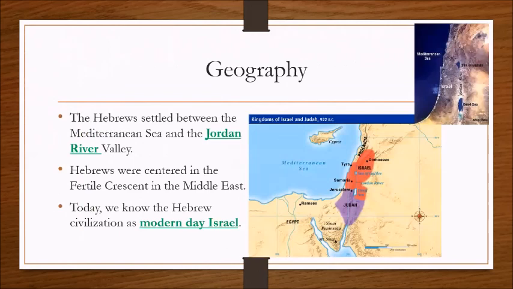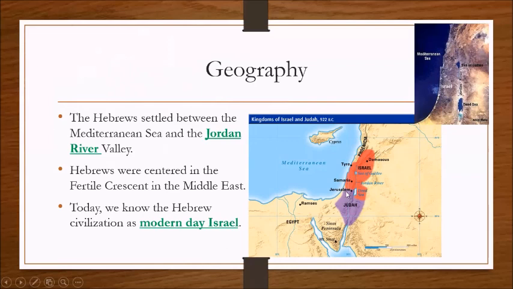So, the geography of Israel is that it is the land between the Mediterranean Sea and the Jordan River Valley. The Jordan River is that river that runs from the Sea of Galilee, this little blue dot right here, down to the Dead Sea. And so it's this narrow strip of land right here on the east coast of the Mediterranean.